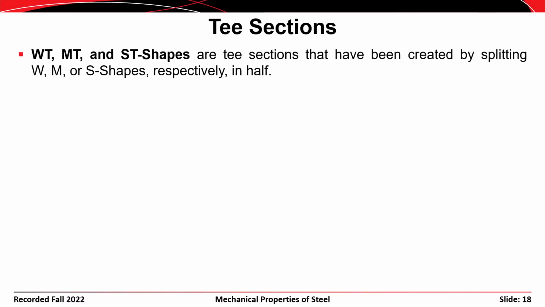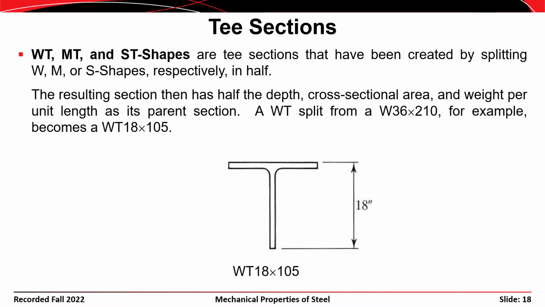T-shaped sections are also used with some regularity in steel buildings, and T's are formed by splitting or cutting in half a parent I shape. So you can take a W shape, an M shape, or an S shape and split it in half along its length at the mid depth of the web, and you end up with a T shape. So for example, if you take a W36 by 210 and you cut it in half at the mid depth of the web along its length, then you end up with a WT 18 by 105. So 36 divided by 2 is 18, 210 divided by 2 is 105.